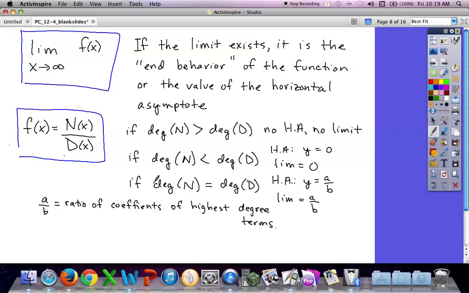And if the degrees were equal, remember it was y equals a over b, where a and b were the coefficients of the highest degree terms in the numerator and the denominator. So that's the limit. So it's the exact same three rules that we use to find the horizontal asymptotes. Those are the rules we use to find the limits as x approaches infinity.